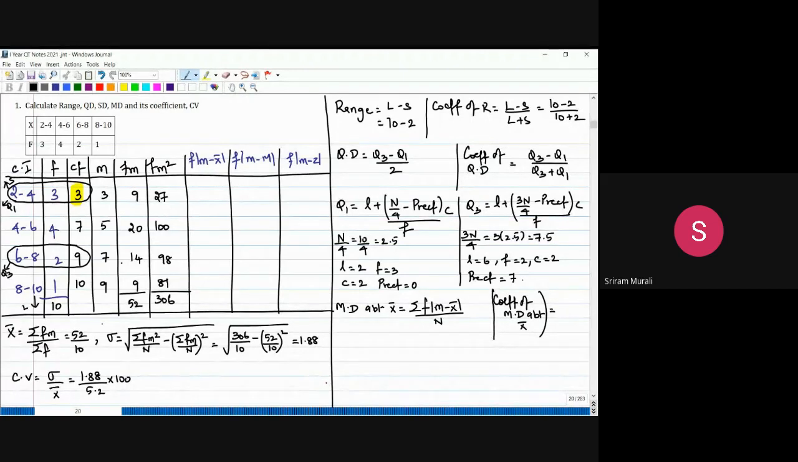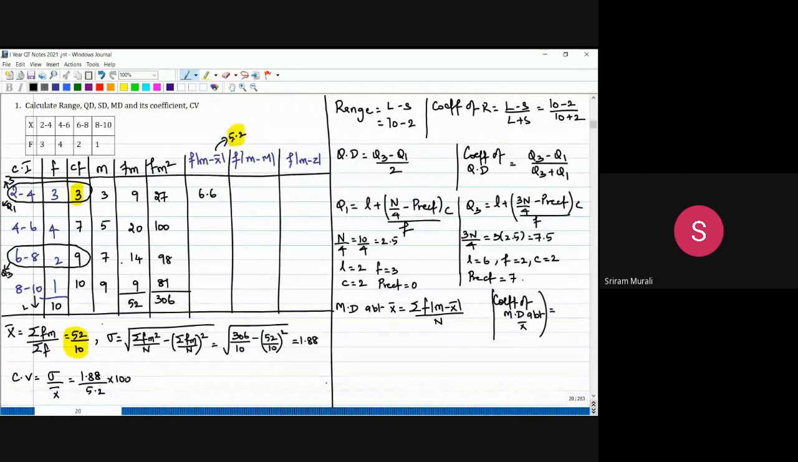What is this answer? F into modulus of M minus X bar. You know this is M. What is X bar? Have I found X bar? Yes, X bar is 5.2. This is your X bar. Therefore, this is 5.2. So M minus X bar: 3 minus 5.2, into F. 3 minus 5.2, how much do you get? 2.2 into 3. 6.6, correct? 6.6.